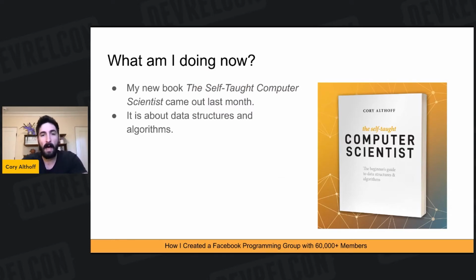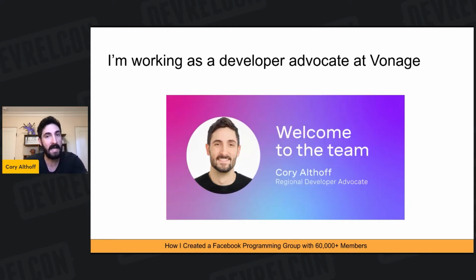So what am I doing now? I just wrote a new book called The Self-Taught Computer Scientist, which came out last month, and it's about data structures and algorithms. I'm also working as a developer advocate at Vonage, which is awesome. It's definitely my dream job because it combines everything I like to do: coding, marketing, business, all of that, into one, and building community among developers.